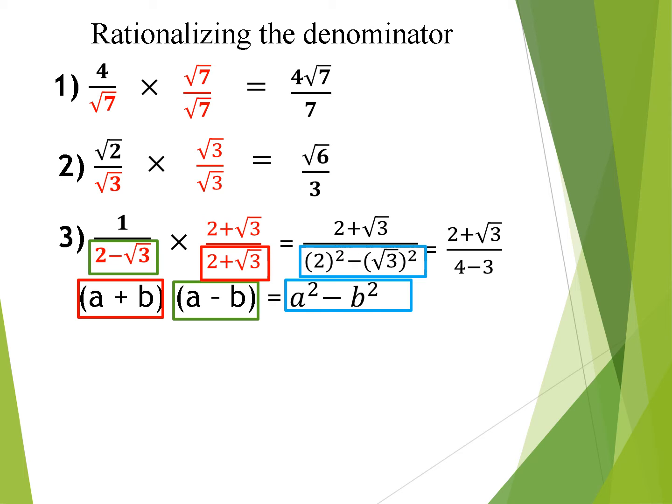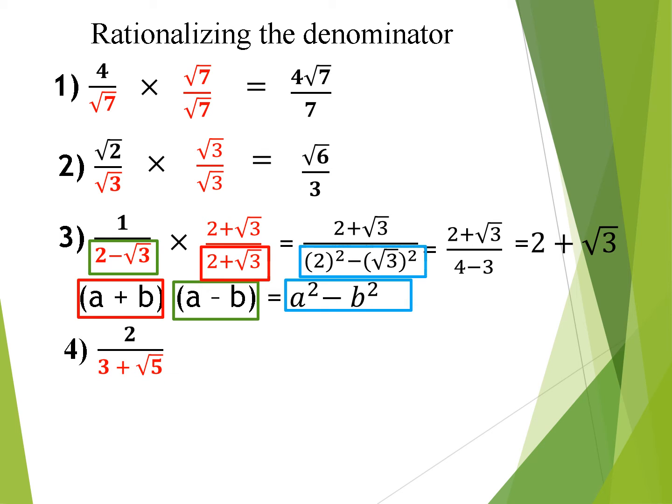Numerator remains as it is. 2 square is 4. Root 3 square is 3. Hence 4 minus 3 in the denominator. And finally we get 2 plus root 3 upon 1. But upon 1 we don't write. So 2 plus root 3.